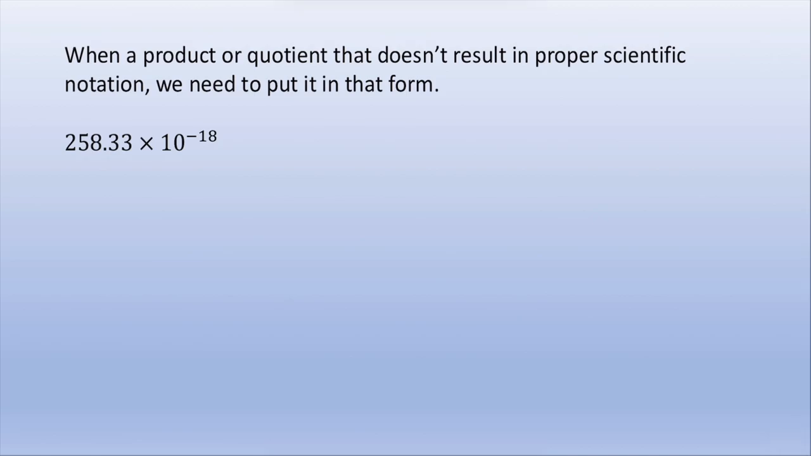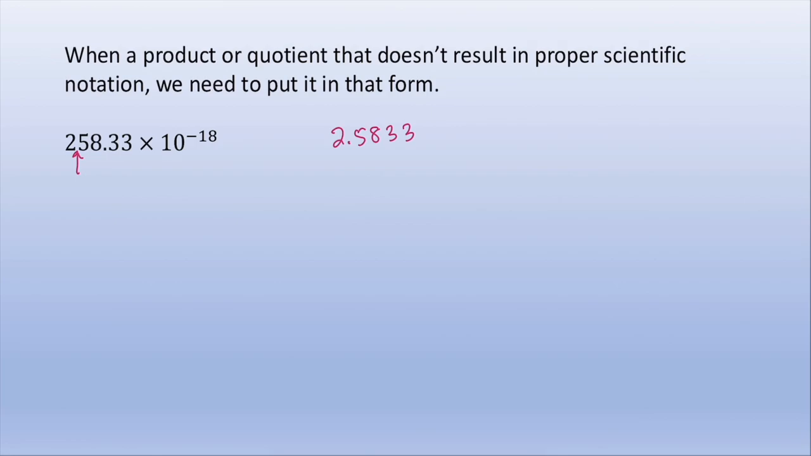It says when a product or quotient doesn't result in proper scientific notation, you need to put it in that form. Now, what's proper scientific notation? This number out front has to be a number between 1 and 9. And so if you look, that 2 is telling us where we want the decimal place to land. So it says 2.5833.